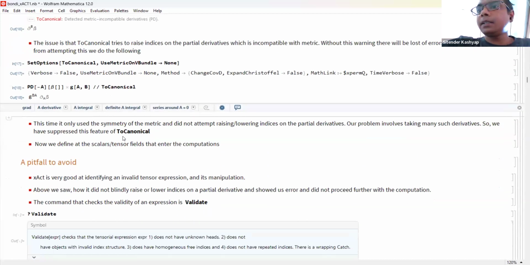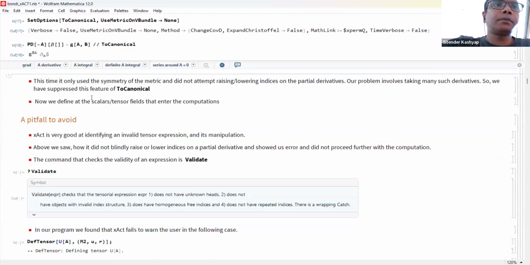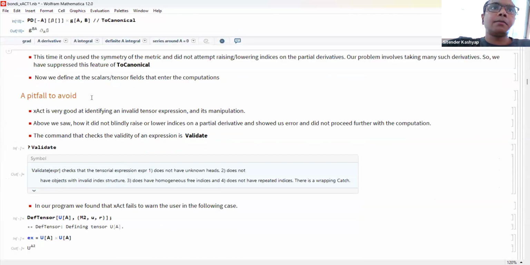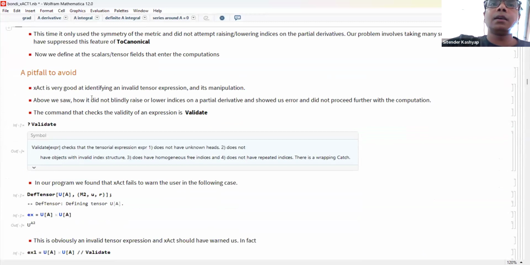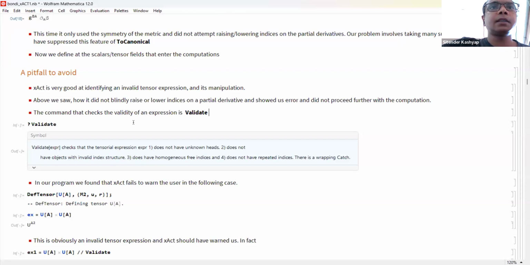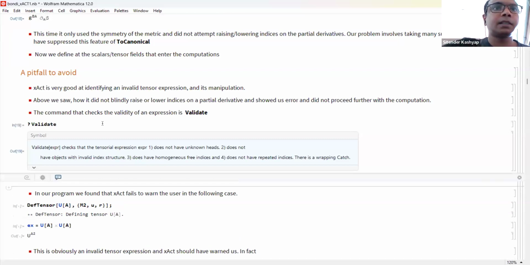Okay, and there is another important pitfall to avoid, which I'll demonstrate now. xAct is very good at identifying an invalid tensor expression and its manipulation. Above, we saw how it did not blindly raise or lower indices on partial derivative and showed us an error and did not proceed further with computation. The command that checks validity of an expression is Validate. Let's just quickly search what Validate does.